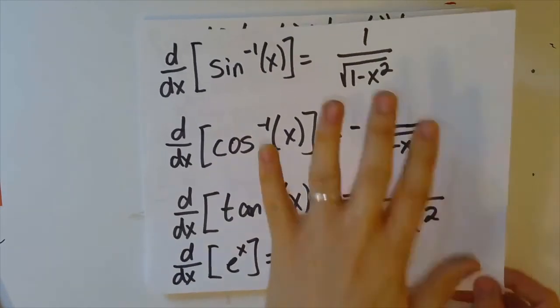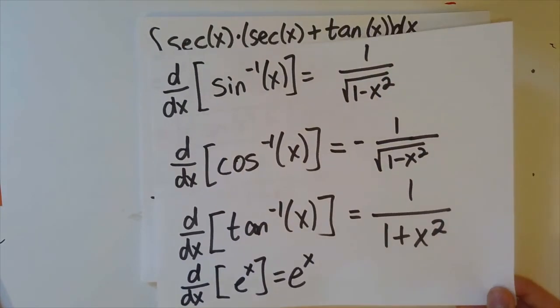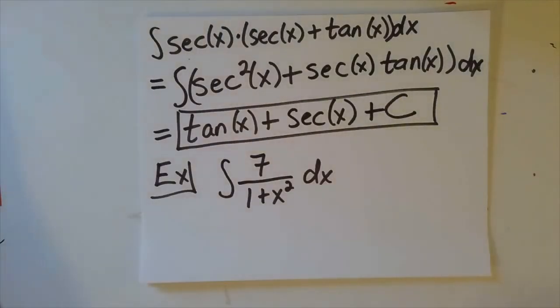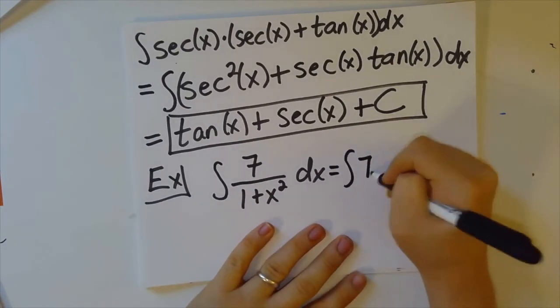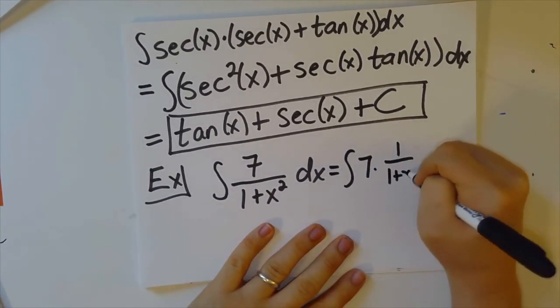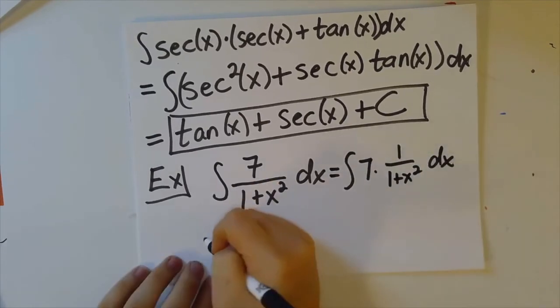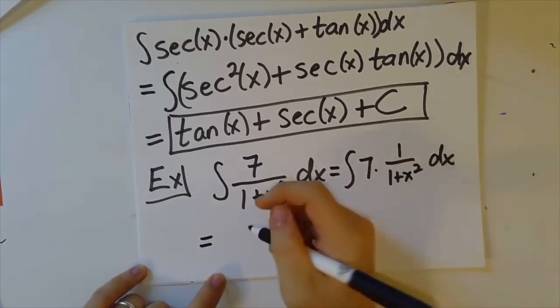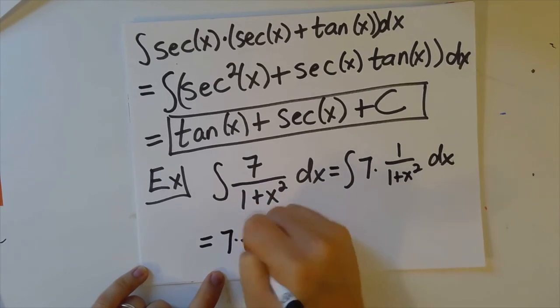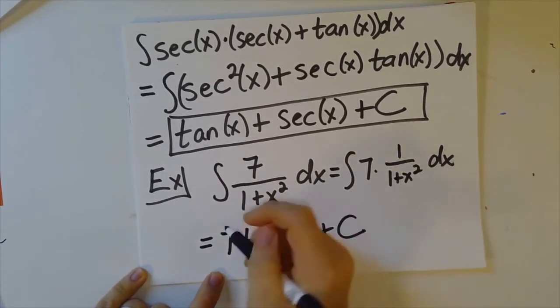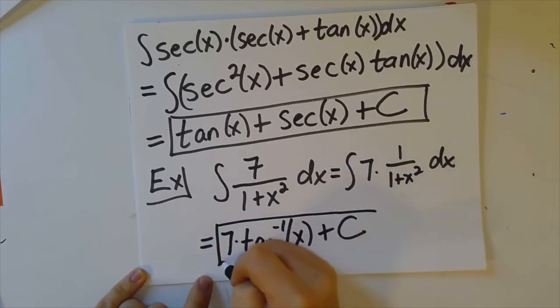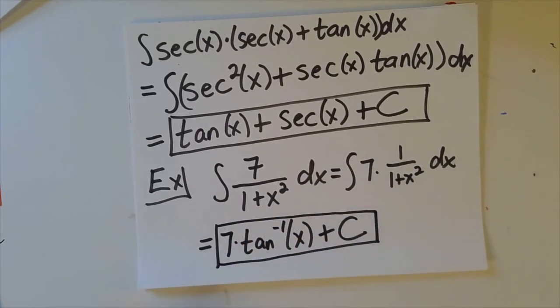But again, because we know these formulas, and only because we know these formulas, we know that we can think of this integral of 7 over 1 plus x squared as the integral of 7 times 1 over 1 plus x squared dx. And so by that sheet, this is 7 times the arctangent of x plus c. So that will be our integral.